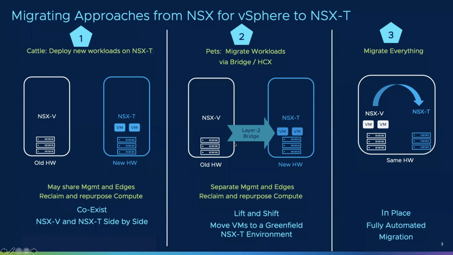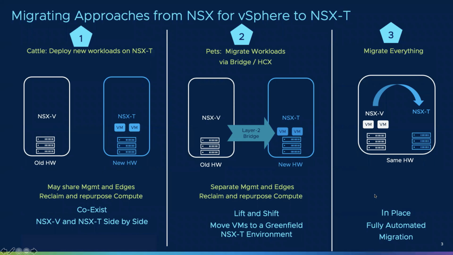Once all of the VMs are moved from the NSX V environment, we can decommission it and have everything running on the NSX T environment. So that's called the lift and shift option. This is more feasible for a PAT type of workload, where you cannot have downtime for your critical workload.